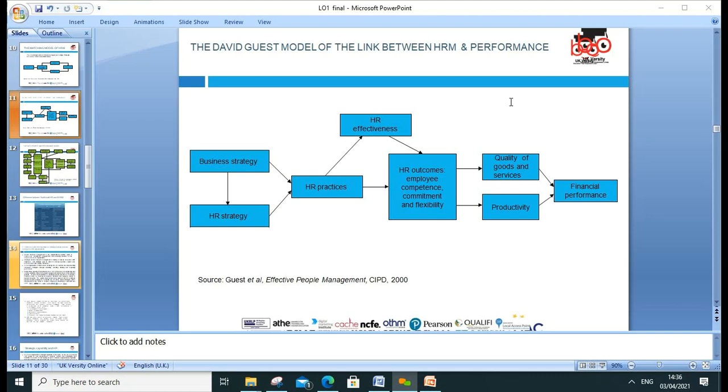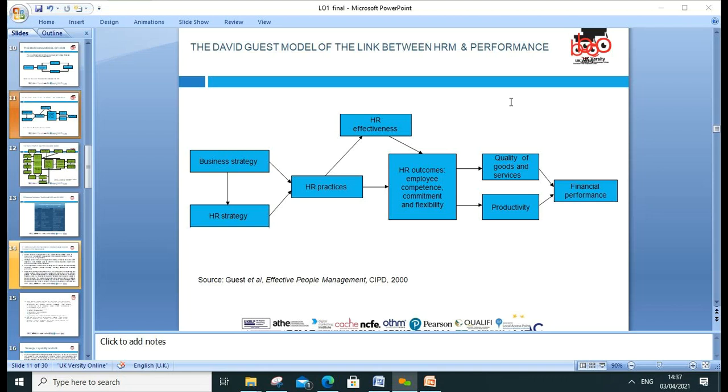So HR outcome implies competency, commitment, and flexibility. Quality of good services can be linked. Appraisal is evaluation. Yes, it can be. It is a part of it. At the end of the year, you want the ACR, annual confidential report. In other countries, we call it ACR, annual confidential reports. Yes, we want to keep confidentiality. That's all about measuring the performance. And then financial rewards can be linked with it.